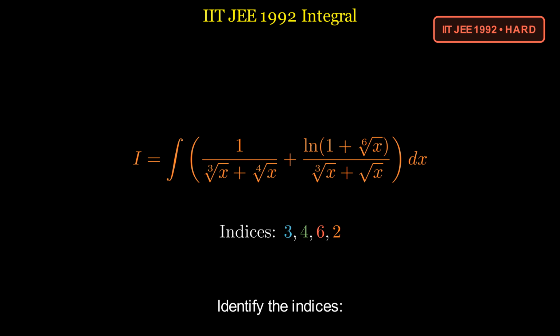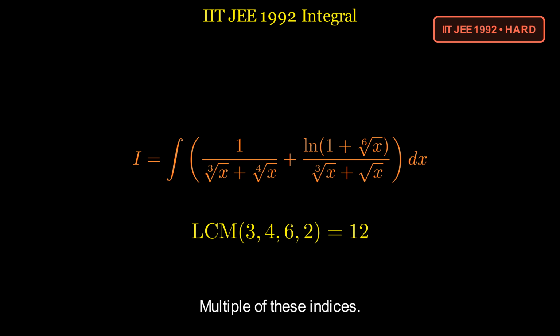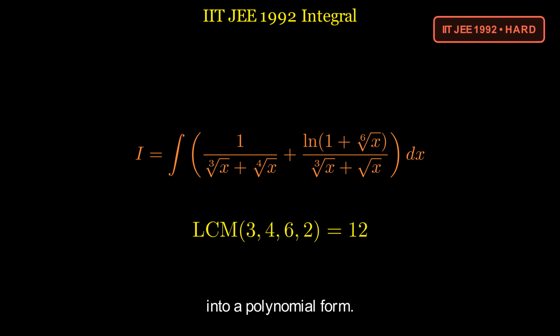Identify the indices 3, 4, 6, and 2. These values determine the substitution required to simplify the radicals. 12 is the least common multiple of these indices. This value allows us to define a substitution that will transform the variables into a polynomial form.